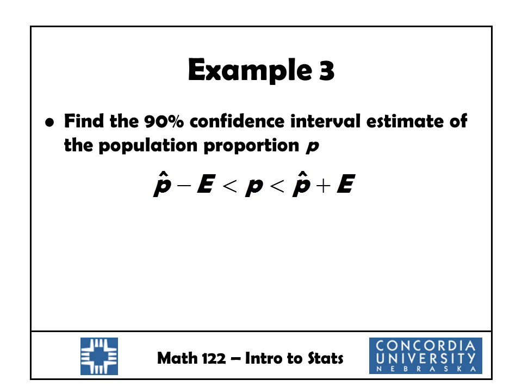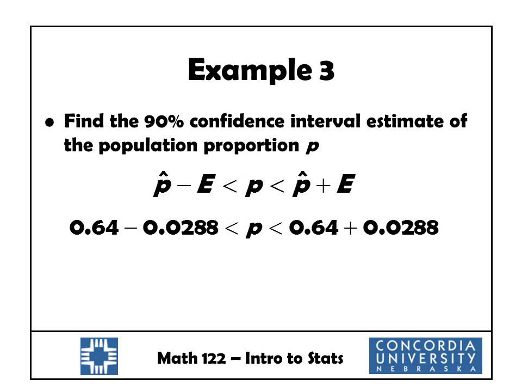Let's find the 90% confidence interval estimate of the population proportion P. So there's our formula. Now all we need to do is plug in our numbers. P hat is 0.64, that comes from our data. E is 0.0288, that was our margin of error at the 90% confidence level. So 0.64 minus 0.0288 is the lower limit. The upper limit is 0.64 plus 0.0288. We do that arithmetic, we get 0.611 is less than P is less than 0.668. So again, we have a range of possible values for P as opposed to just a single number estimate.